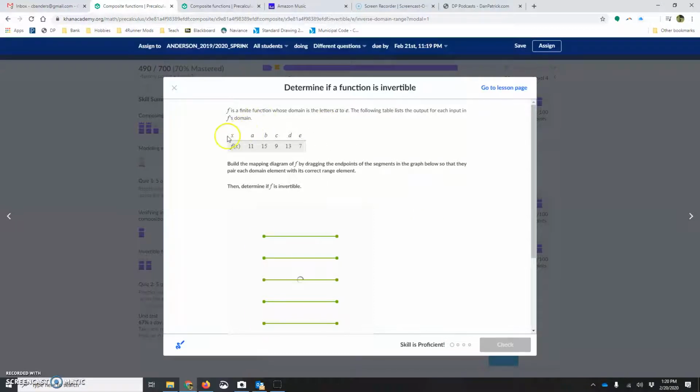So up here, here's our x values, a, b, c, d, e. Doesn't matter what we put in. They're just saying that whatever a is, it comes out 11. Whatever b is, it's 15. Whatever c is, it's 9. Whatever d is, it's 13. And whatever e is, it's 7.